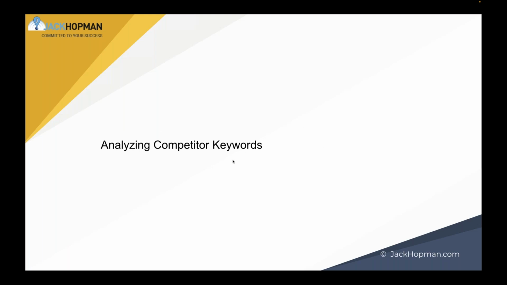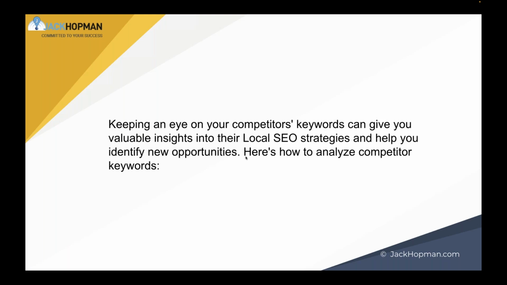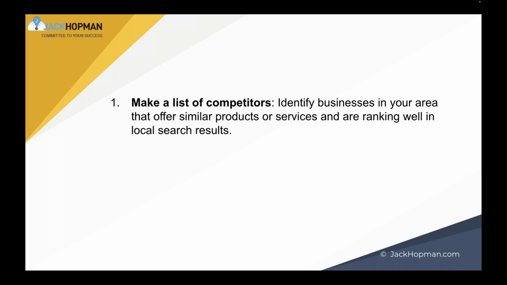Analyze competitor keywords. We do that too little. We are kind of in our own circle, but they also did a lot of work. You might find new keywords we haven't talked about, and then you make them local intent. Keep an eye on your competitors' keywords; it gives you valuable insight into their local strategies and helps you identify new opportunities. Here's how to analyze competitor keywords. Make a list of competitors. Yes, and your client will appreciate that if you do. That is kind of how to please the client. That is what they love.